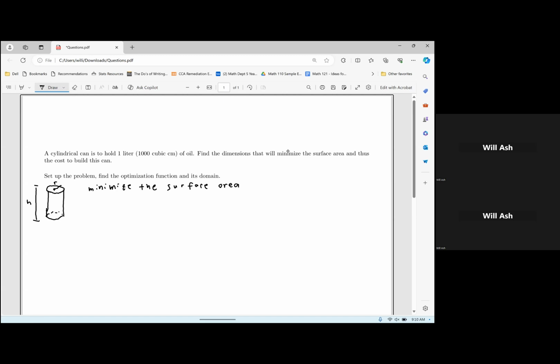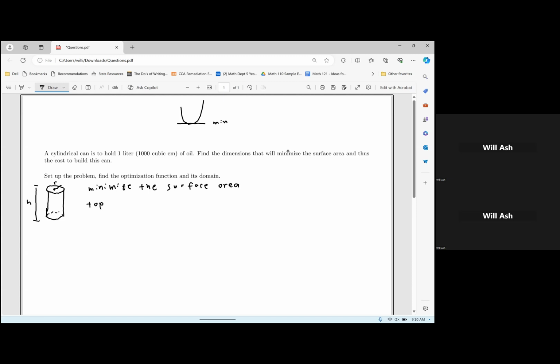So if we have a function for surface area, we're going to find the minimum value when you take a derivative and set it equal to 0, right? That's where the minimum value is going to be. So the first thing we do is get this function. All right, so what does the surface area of a cylinder look like?